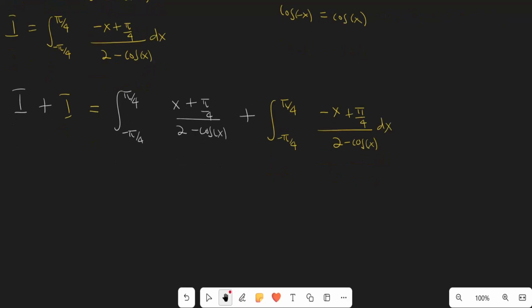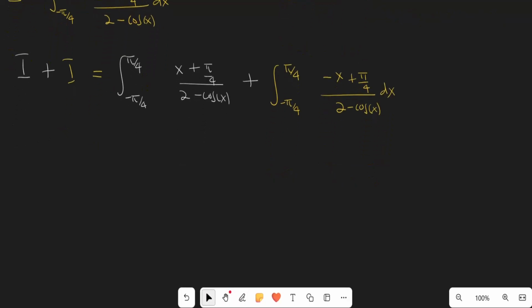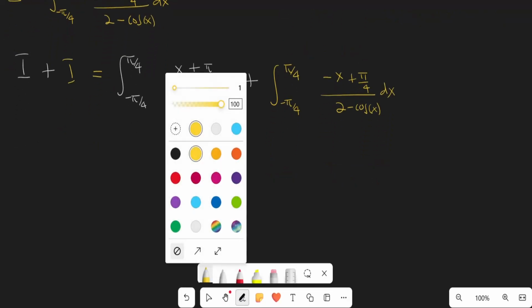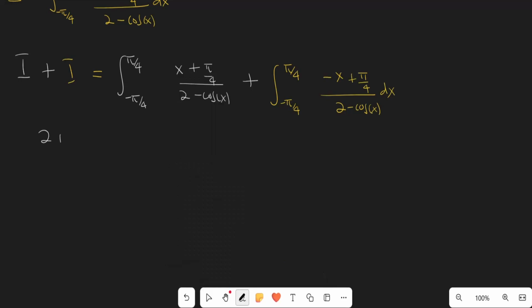They have the same limits of integration, so I'm just going to sum them. Summing them, the left hand side is 2I, and the limits of integration are negative pi over 4 to positive pi over 4 for both. I beg your pardon, there's the x here, sorry about that. So that is going to be x plus pi over 4 all over 2 minus the cosine of x plus negative x plus pi over 4 all over 2 minus the cosine of x.